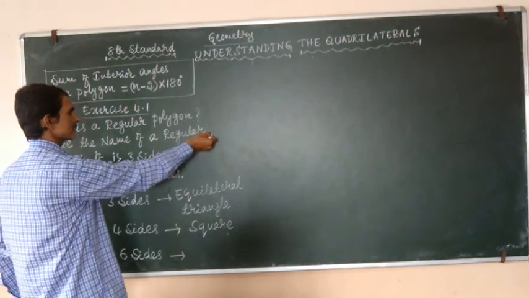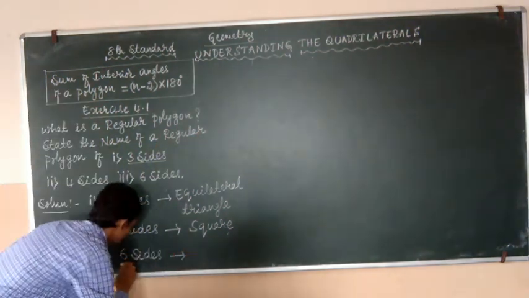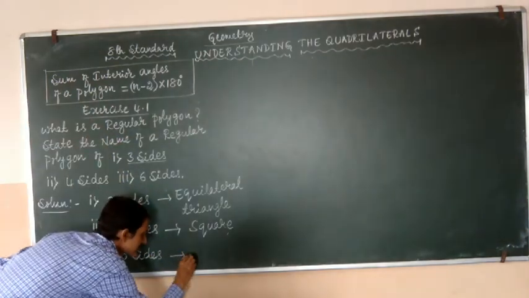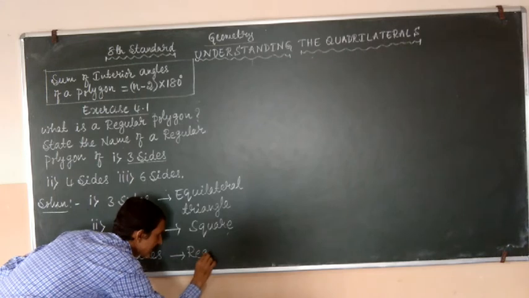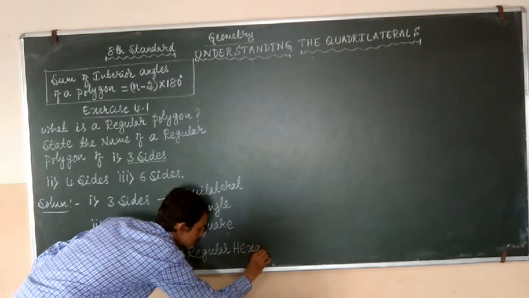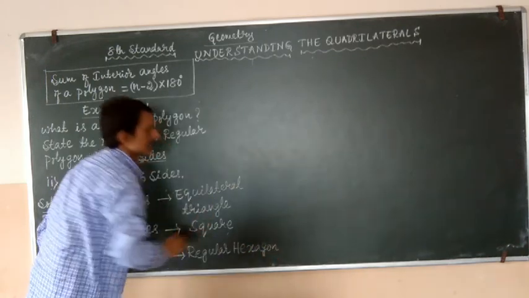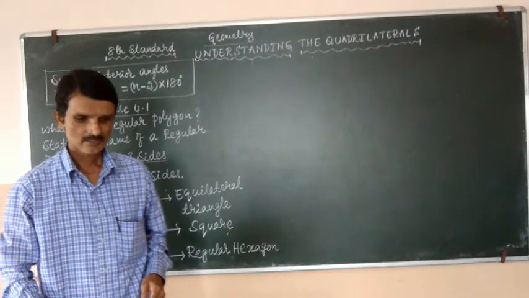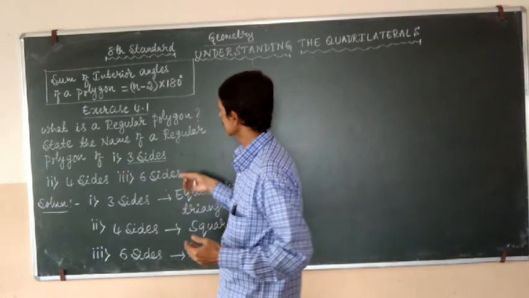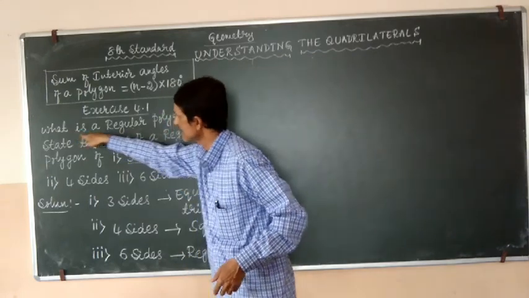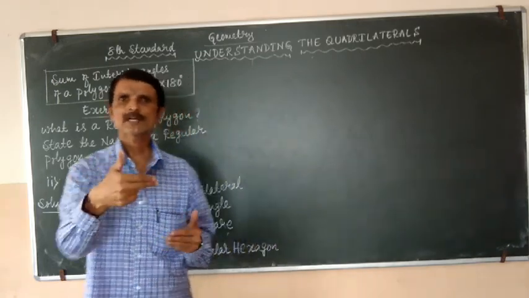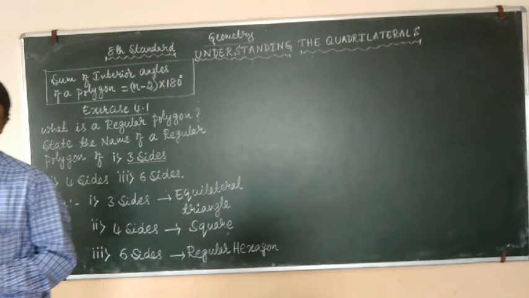But here it should be regular. Therefore, a regular polygon having six sides is called a regular hexagon. I think you have understood this problem. In this problem, you have to write the definition of a regular polygon, which is already known from the previous class.